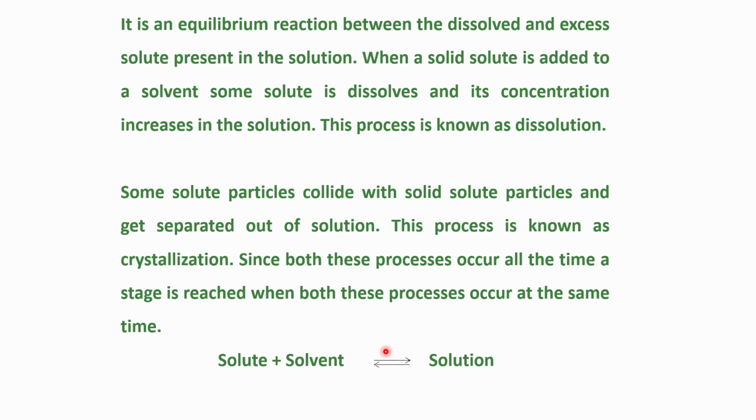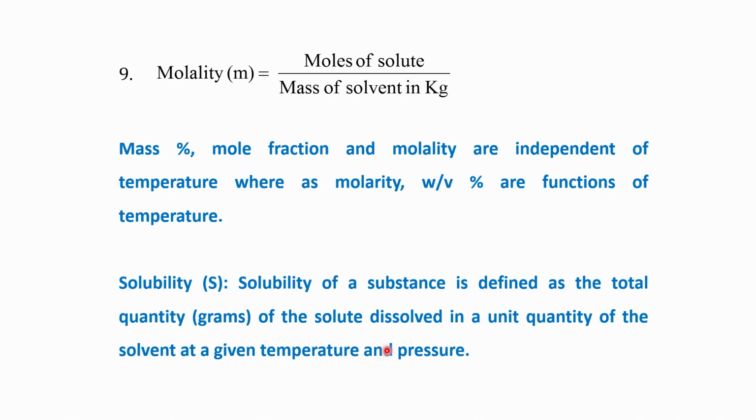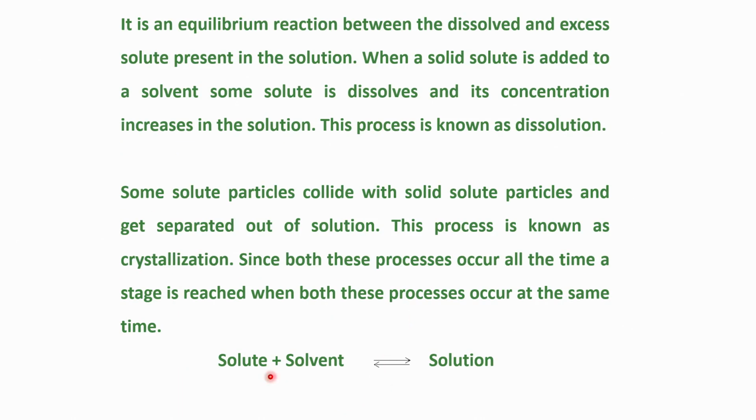So, solubility is something like an equilibrium reaction. Here I am showing solute plus solvent is equal to solution. I have written it at the bottom. So, it is an equilibrium reaction between the dissolved salts and excess solute present in the solution. When a solid solute is added to a solvent, some solute dissolves and its concentration increases in the solution. This process is known as dissolution. Everybody knows this. Some solute particles collide with solid solute particles and get separated out of solution. This process is known as crystallization.